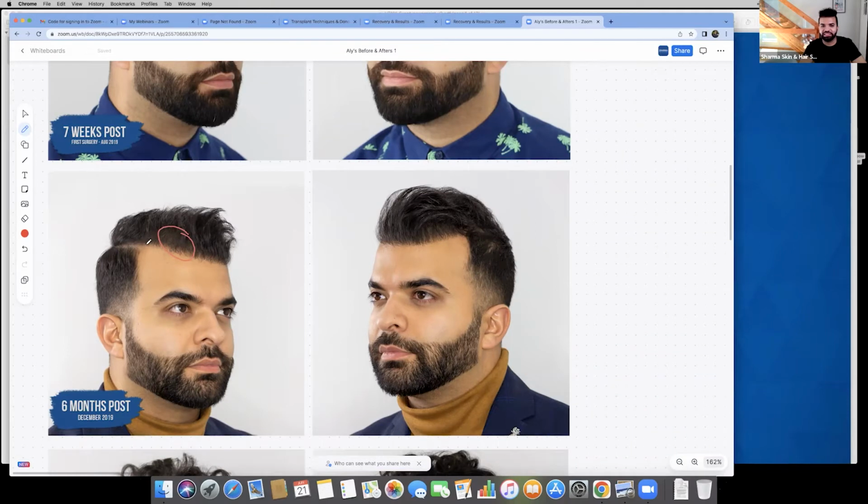thickness and density. And it was very clear from the beginning that results can take anywhere from 12 to 18 months to really see maximum results. And at the 6 month mark, I was already really happy with what it was looking like. And I was like, wow, I can't even imagine what it's going to look like in the next few months, and how much more growth and density there's going to be at that point.